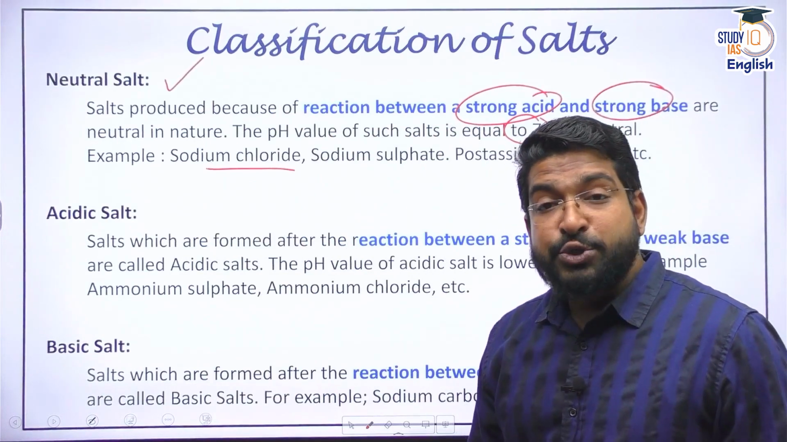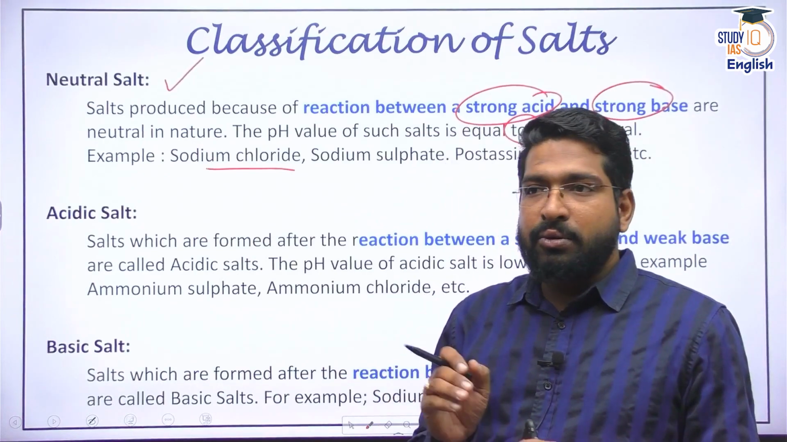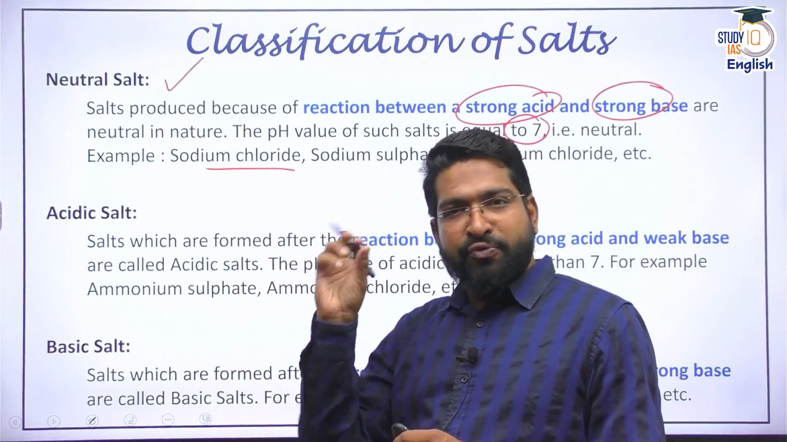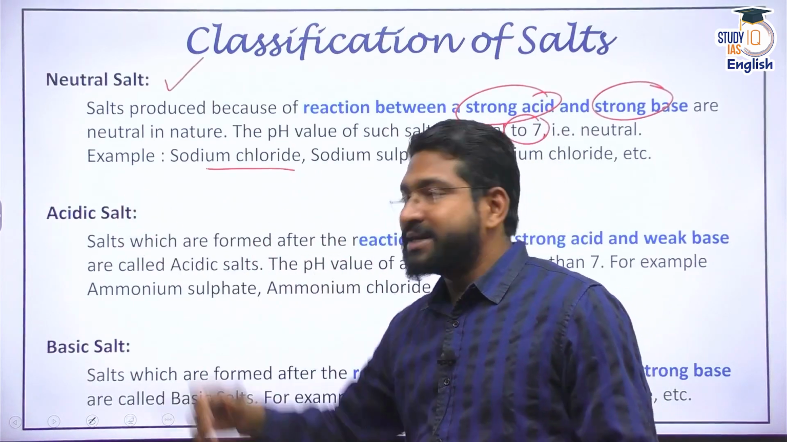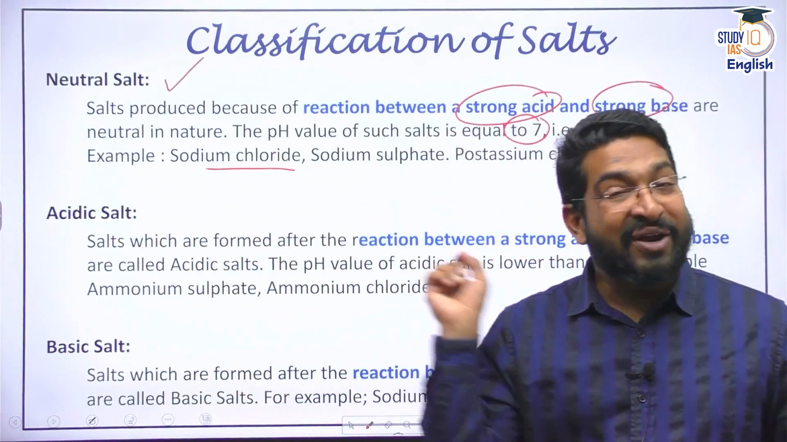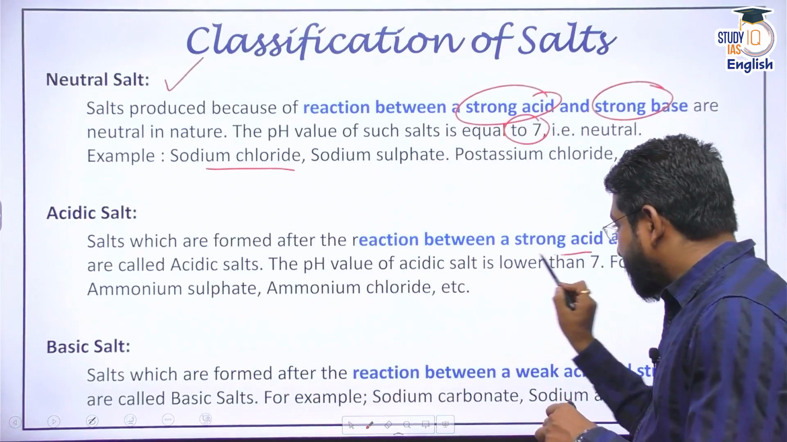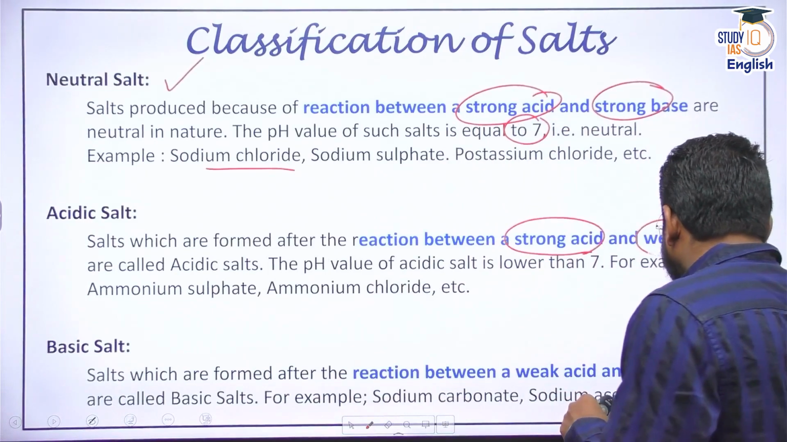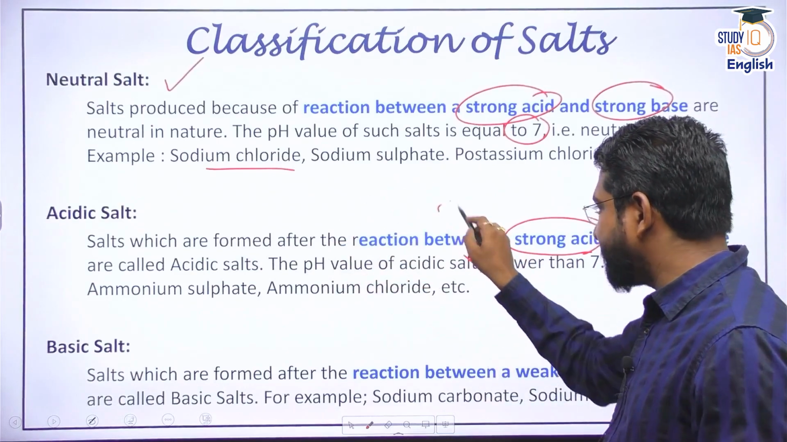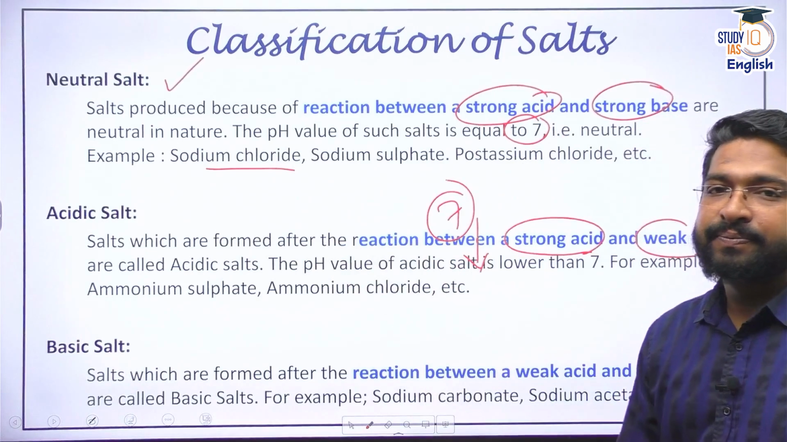But salts can also be acidic. That's why I told you neutral salts are odorless, and other salts may have some kind of odor or different taste. Acidic salts. Now, how would an acidic salt taste? They would taste sour. When would acidic salts be formed? Acidic salts are formed when a reaction happens between a strong acid and a weak base, leading to creation of a salt whose pH is less than 7. Example, ammonium sulfate, ammonium chloride.